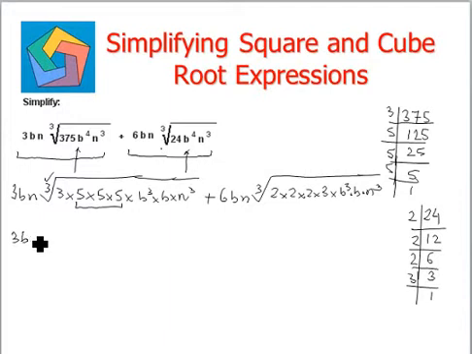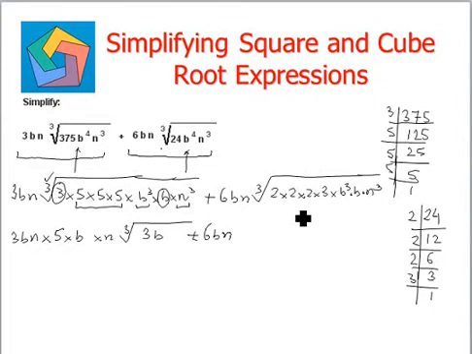Now this is the cube root, so we'll make a group of 3 terms inside the radical. That is 3bn multiplied by 5. b cubed comes out as b, while n cubed comes out as n. Inside the cube root we have 3b. We have 3 and b left. Similarly, 6bn, here we combine the three 2's, b cubed as b, while n cubed as n. Inside we're left with 3 and a b.